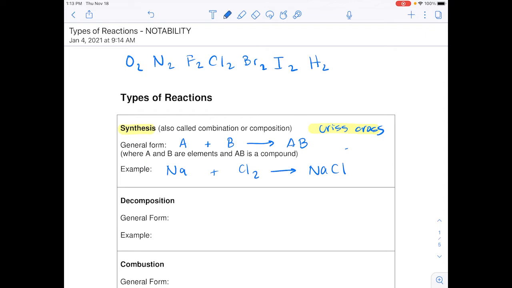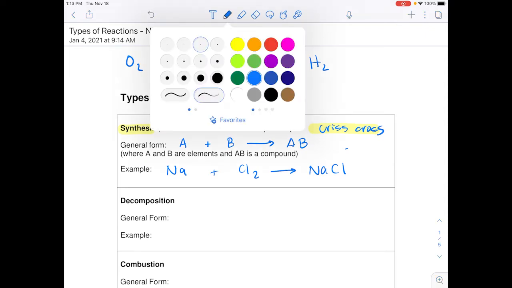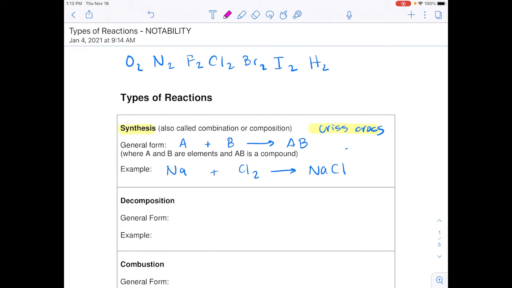Okay, but that's important. Now, Mr. Summers, you're like, they're not balanced. Yeah, you can balance these because you know how to do that now too, right? So I got 2 Cls, so I'm going to put 2 Cls there. That gives me 2 sodiums, so I put 2 sodiums there. So there's your correctly balanced and written synthesis equation for making sodium chloride from sodium and from chlorine.